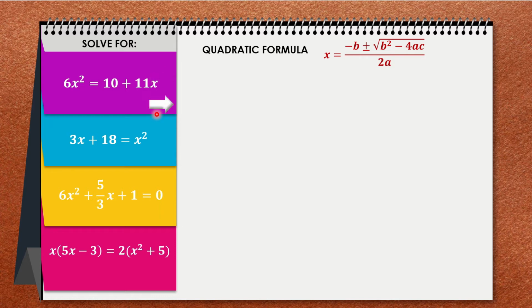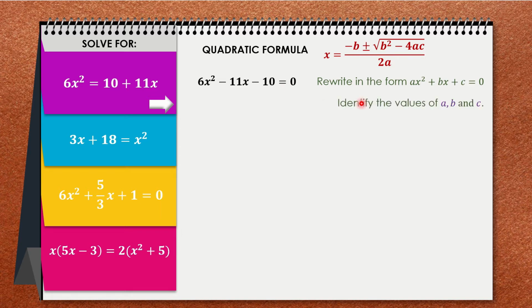Start with number 1. First step, we need to rewrite the equation in the form ax squared plus bx plus c is equal to 0, or simply, rewrite it in standard form. To transform it into standard form, we need to use the addition property of equality, or simply transpose 10 to the left side and 11x to the left side also. So we will have the standard form 6x squared minus 11x minus 10 is equal to 0.